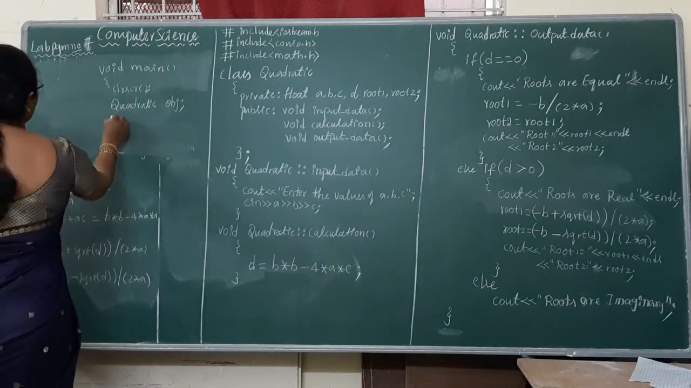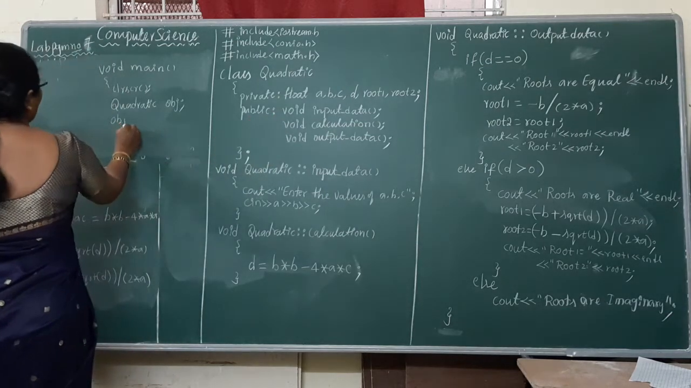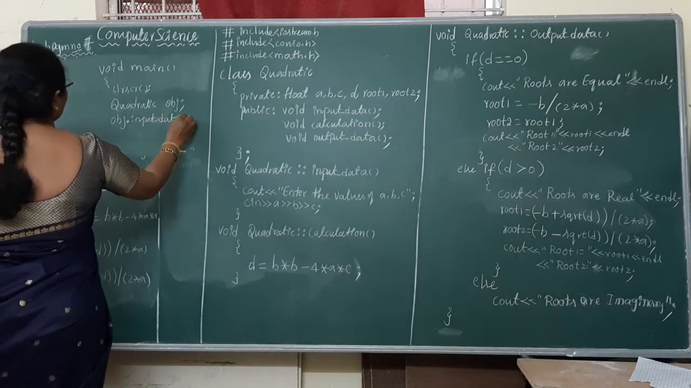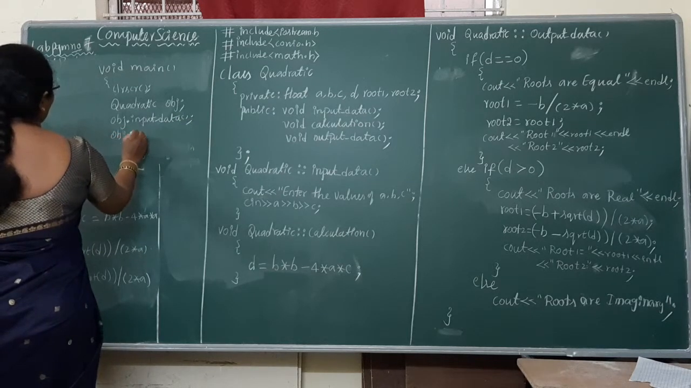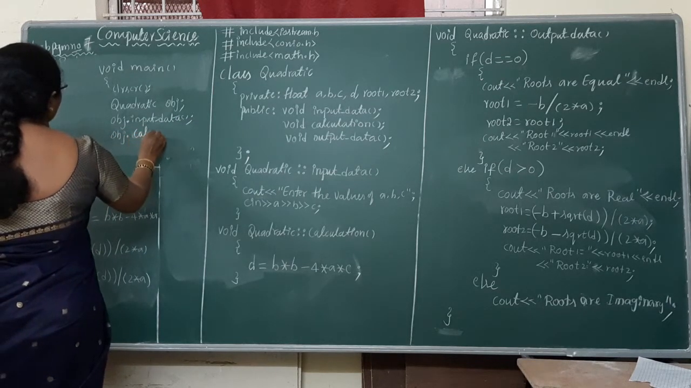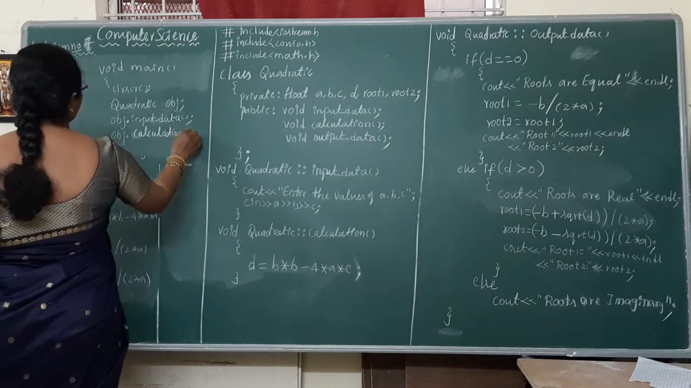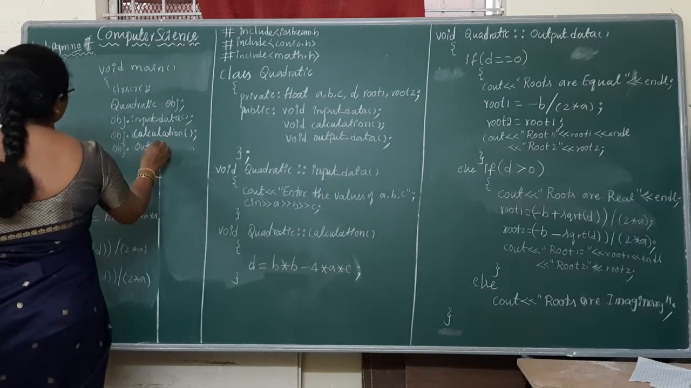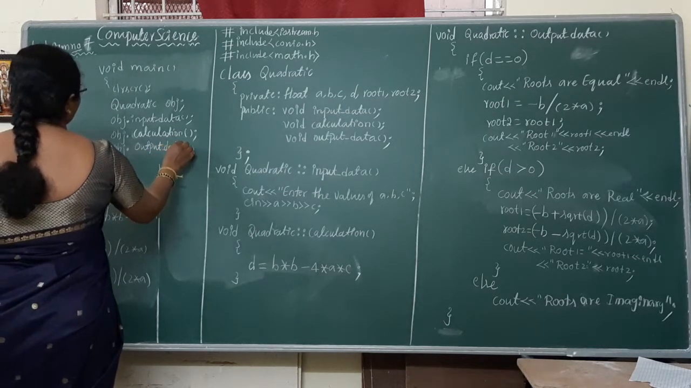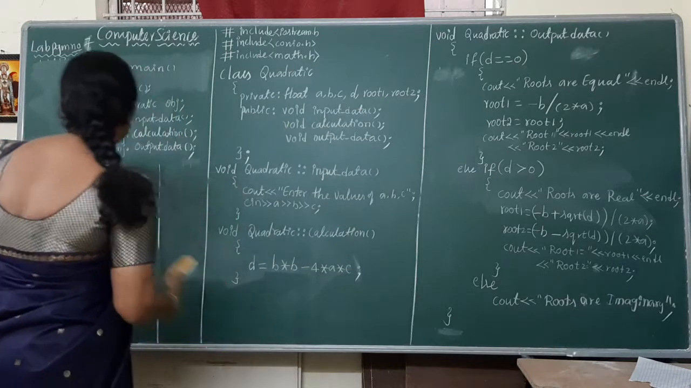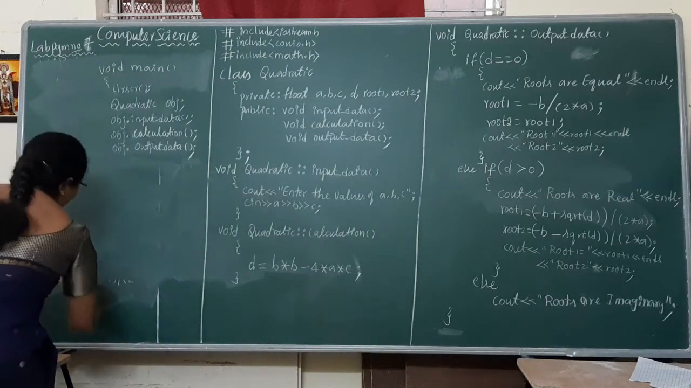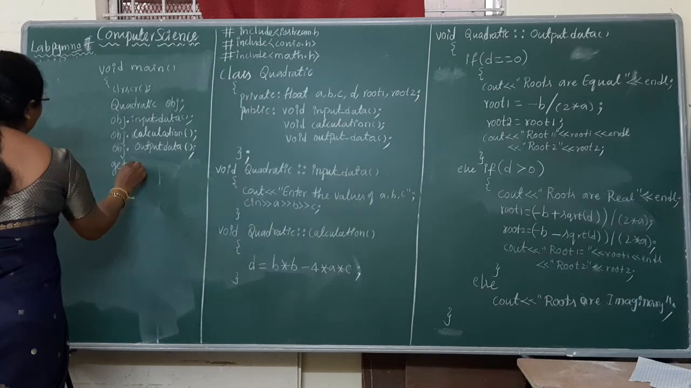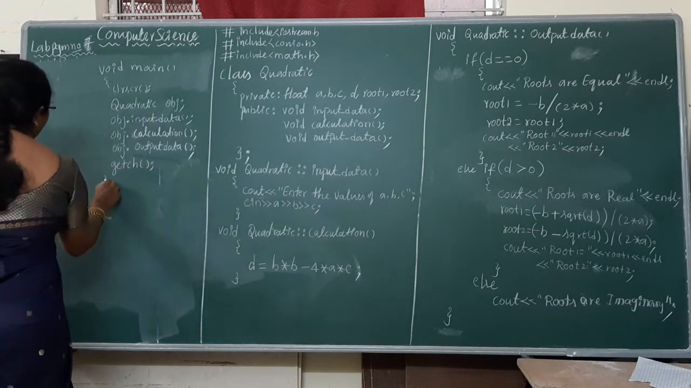What are the functions I should call? 3 functions I should call: obj dot input data, obj dot calculation, then obj dot output data, then getch. End of your main program.